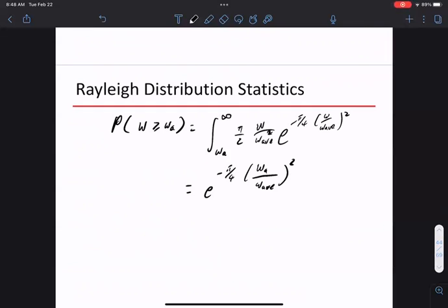What is the probability of a positive random variable being greater than or equal to 0? It's 1, right? I got this probability 1 by putting 0: e to the 0 is 1. So this is a sanity check. What happens when I put in infinity? The probability should be 0, right? The probability of something greater than infinity should be 0. Putting infinity here, this is negative infinity squared, so this is there. Okay, so this thing makes sense.